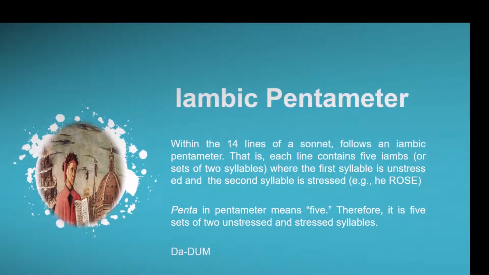So when we talk about pentameter, the penta in pentameter means 5. So penta simply means 5. So we count 5 meters for each line of the 14 lines in a sonnet. Each line must contain what we call 5 meters. Therefore, each meter is a set of 2 syllables, unstressed and stressed.